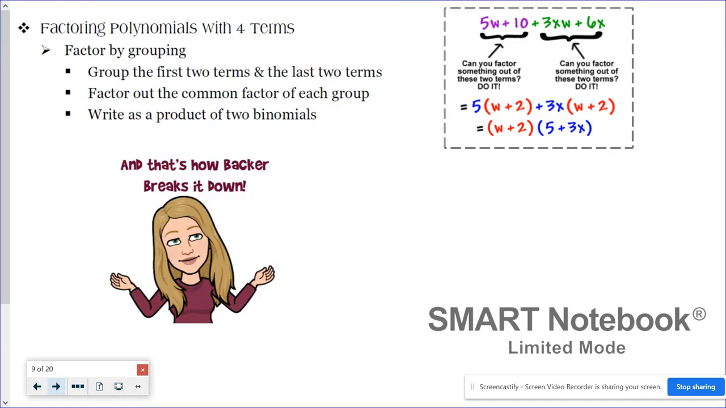So that's how you factor polynomials with 4 terms. Look for common factors first. That's always where you want to start off when factoring anything. And then factor by grouping. Group the first 2 terms, the last 2 terms. Take the common factor of each group and write it as a product.